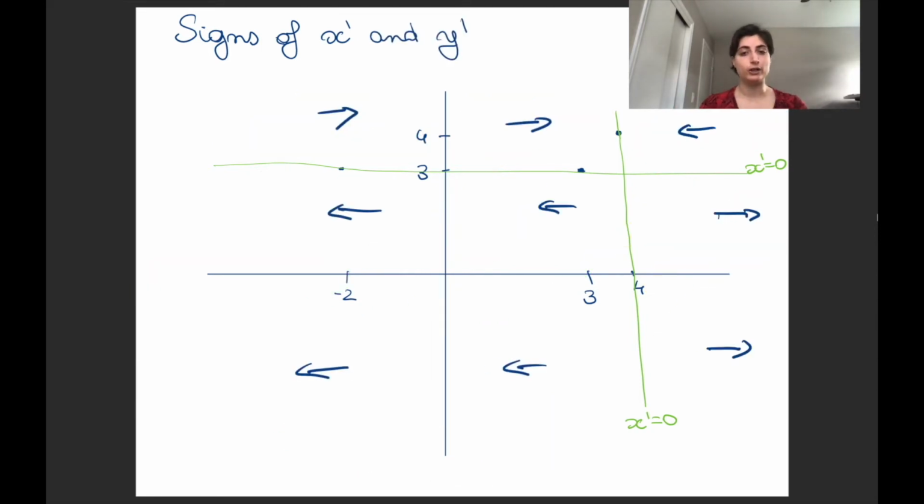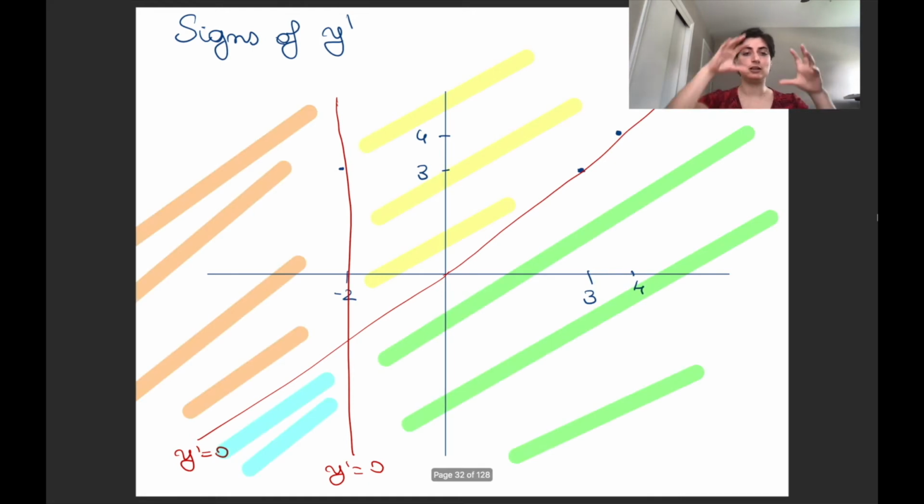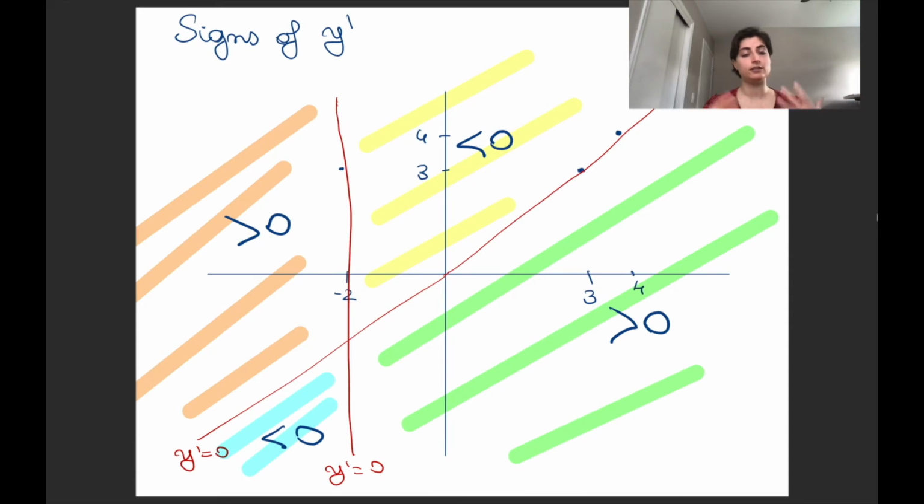So we can draw it with some arrows to indicate in which direction each one of these blocks is moving. Now we can do the same thing with y prime. We have these 2 null lines, so we know that there are these 4 areas in which the sign of y prime is always the same. So we can pick any point inside these areas and determine the sign of y prime in here.